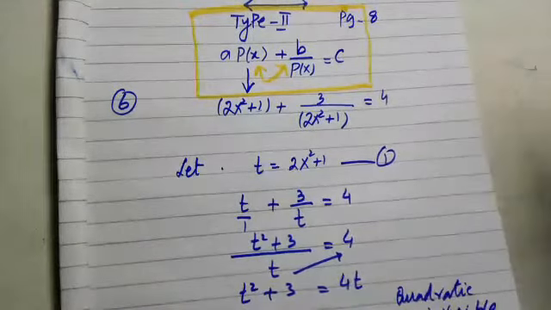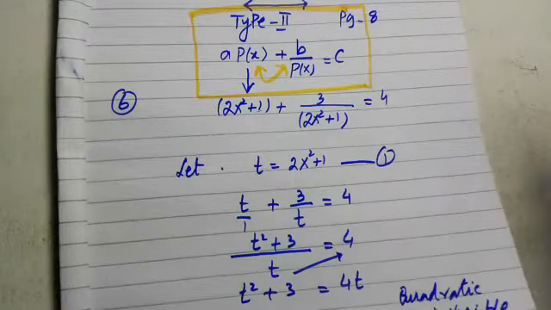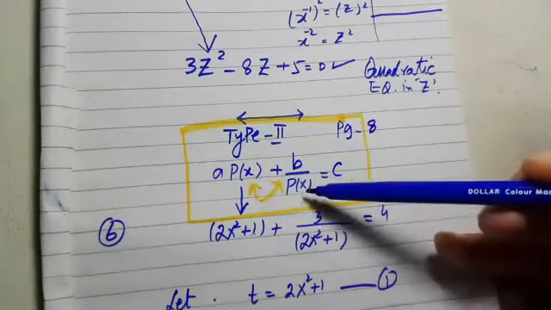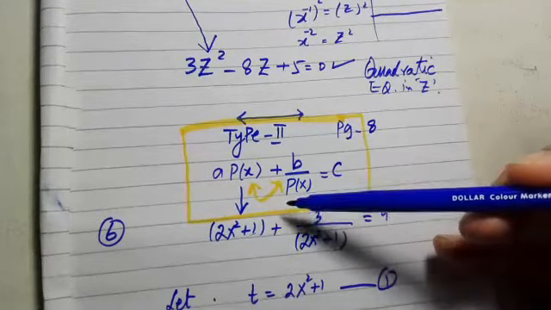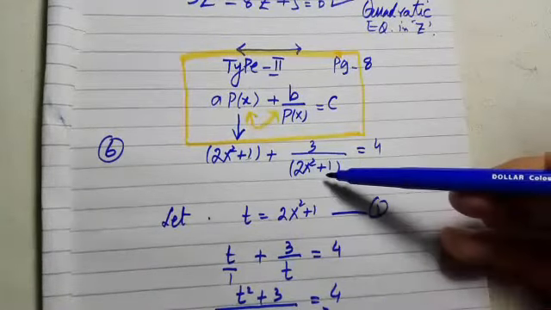In the next session, we will solve the rest of the questions. I repeat once again that this is a type of question: A times p of x plus b times p of x, where one term will be the reciprocal of the other. This type of question will be like 2x square plus 1 and 3 over 2x square plus 1.